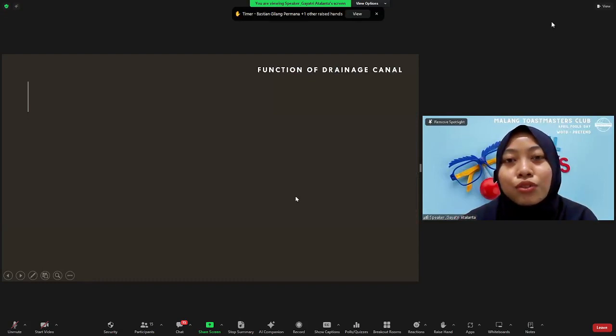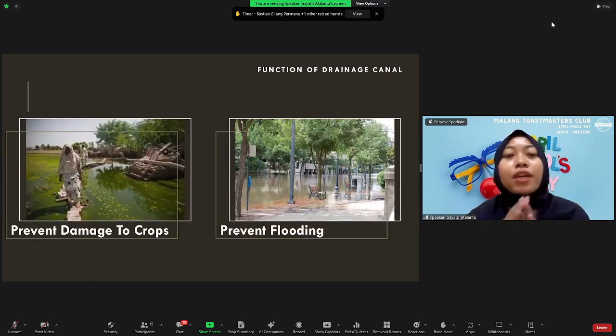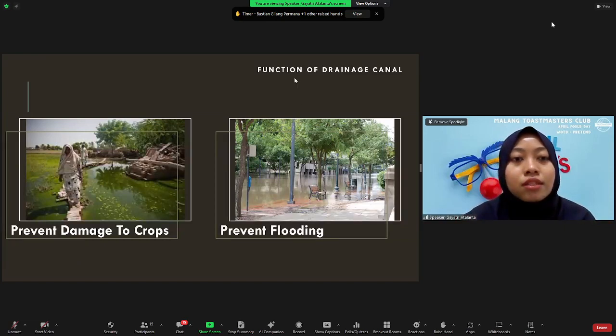I want to tell you the function of the drainage canal itself. I found in the journal that I read many things. This canal is really functional for us, but I want to highlight two things. The first one is about the crops.